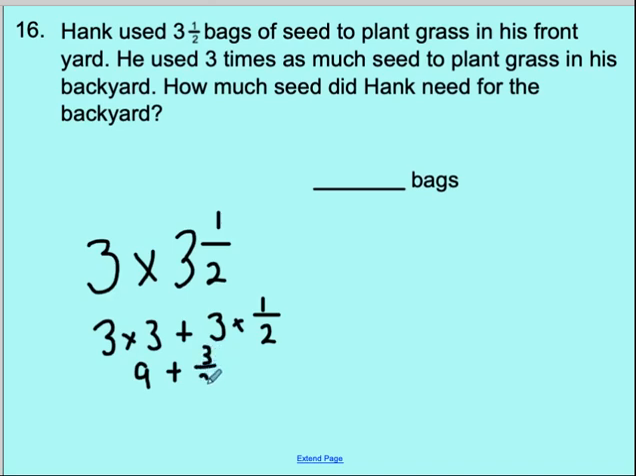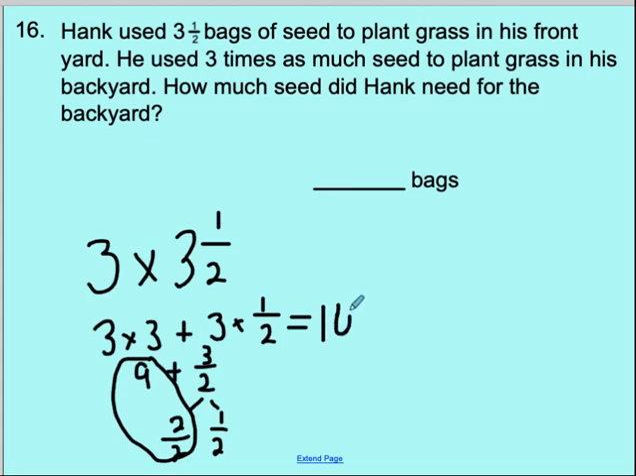Are you starting to memorize 3 halves is 1.5? Because we've had that a lot in the last couple answers, huh? So 3 halves is made out of a whole, which is 2 halves, plus another 1/2. So I know I could put this together. 2 halves is worth 1, so 9 plus 1 is 10. And then I still have my half left right there to add on. So I'm going to add on my half. So he needed a whopping 10.5 bags for the backyard. That's a lot.